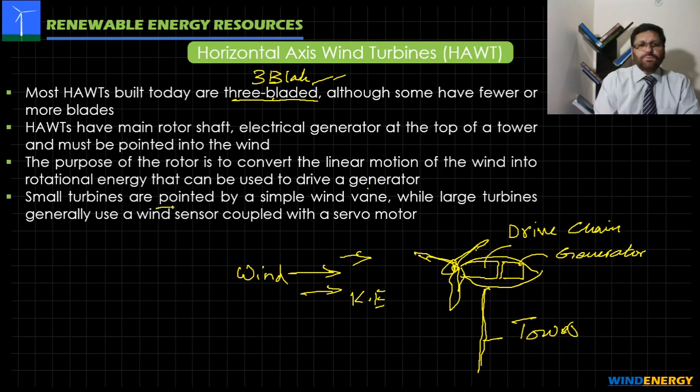Small turbines are pointed by simple wind vanes. As we will discuss later, we use a wind vane for direction keeping, so that the rotor faces towards the wind that is coming.